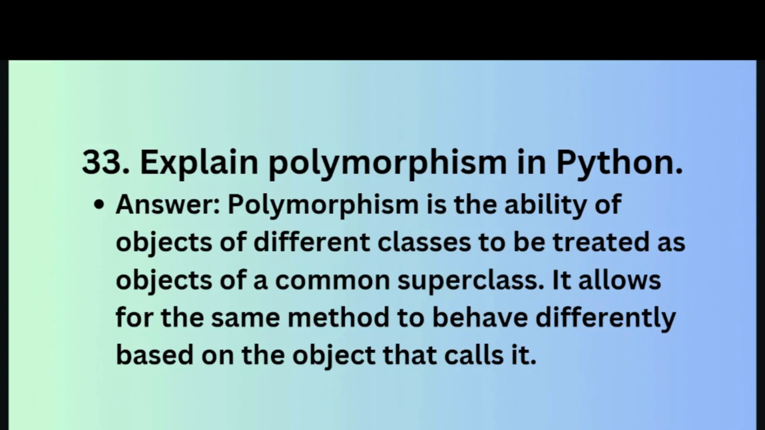Explain polymorphism in Python. Polymorphism is the ability of objects of different classes to be treated as objects of a common superclass. It allows for the same method to behave differently based on the object that calls it.